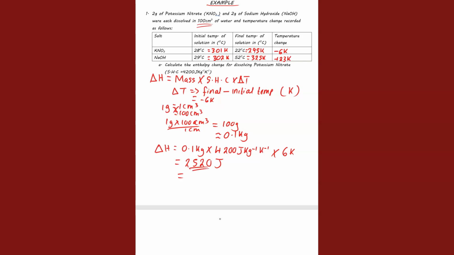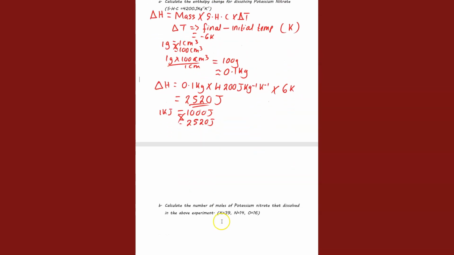So we know that 1 kilojoule equals 1,000 joules. So what about 2,520 joules? This is going to be equivalent to 1 multiplied by 2,520 divided by 1,000. So we get 2.52 kilojoules. So our enthalpy change in kilojoules is going to be 2.52.